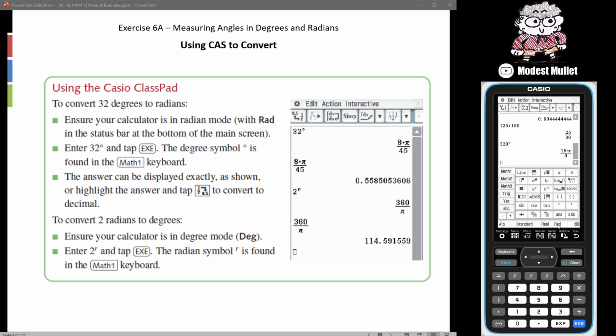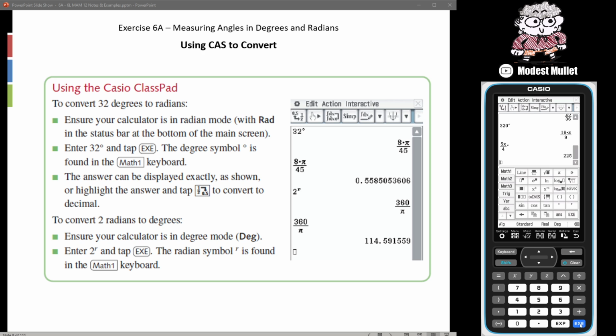If I want to convert a radian to degrees, I want my calculator to display it as degrees, so I change it to degree mode, and I might have, say, 5 pi on 4 as my radians. Now I need to tell it that that's in radians, so there's this little R next to the degree symbol. 5 pi on 4 radians. I'm in degrees mode, so it's going to represent that as degrees, and it turns out it's 225. So that's how you use your calculator to convert between them.